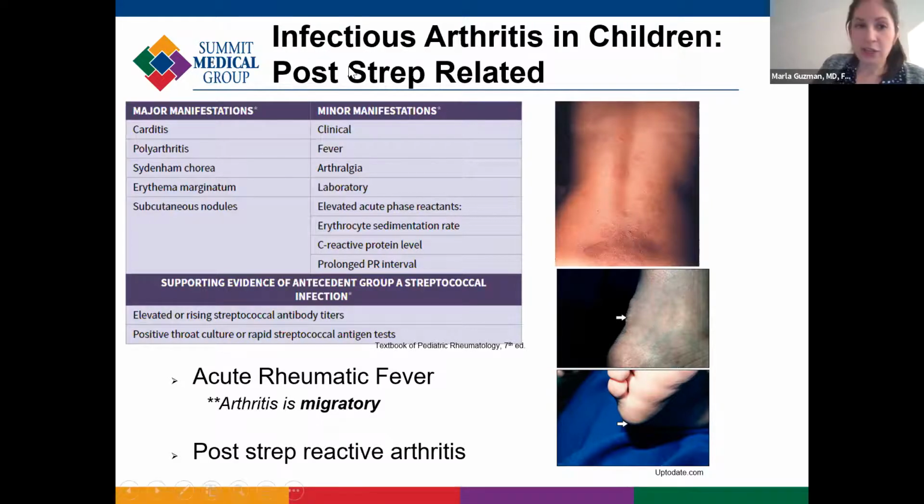Now, in order to make the diagnosis, you need to have 2 of these major criteria and a preceding strep infection, or you could have 2 of the minor criteria and 1 of these major criteria and a preceding strep infection. And the minor criteria are more nonspecific things like fever, joint pains, elevated markers of inflammation, abnormalities on EKG.